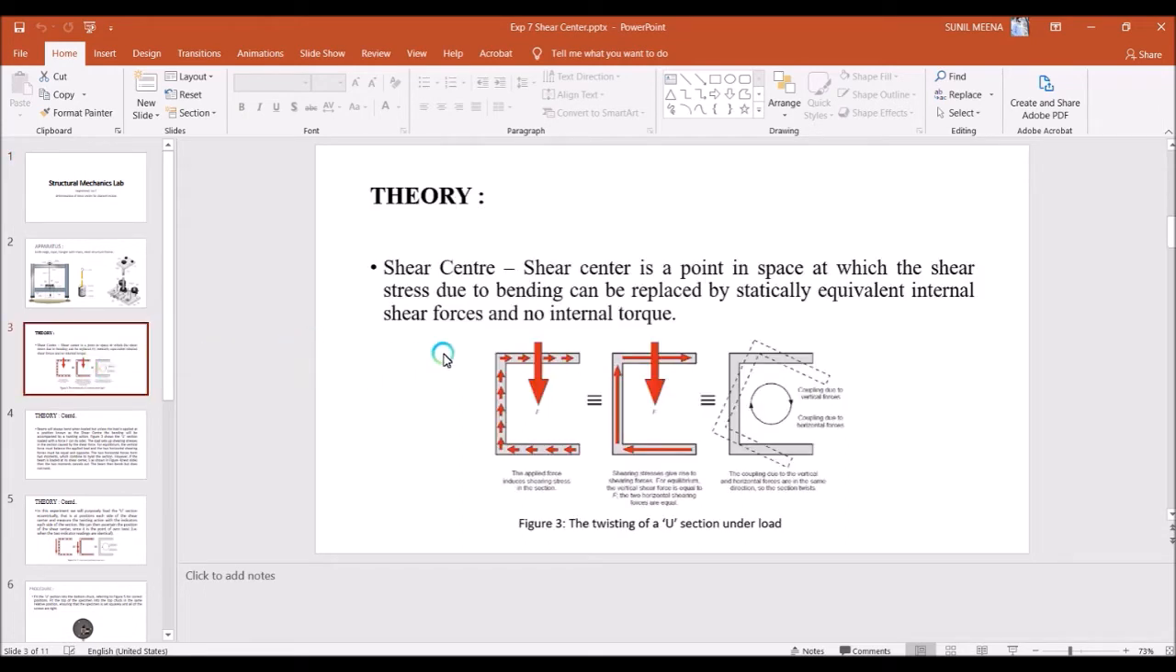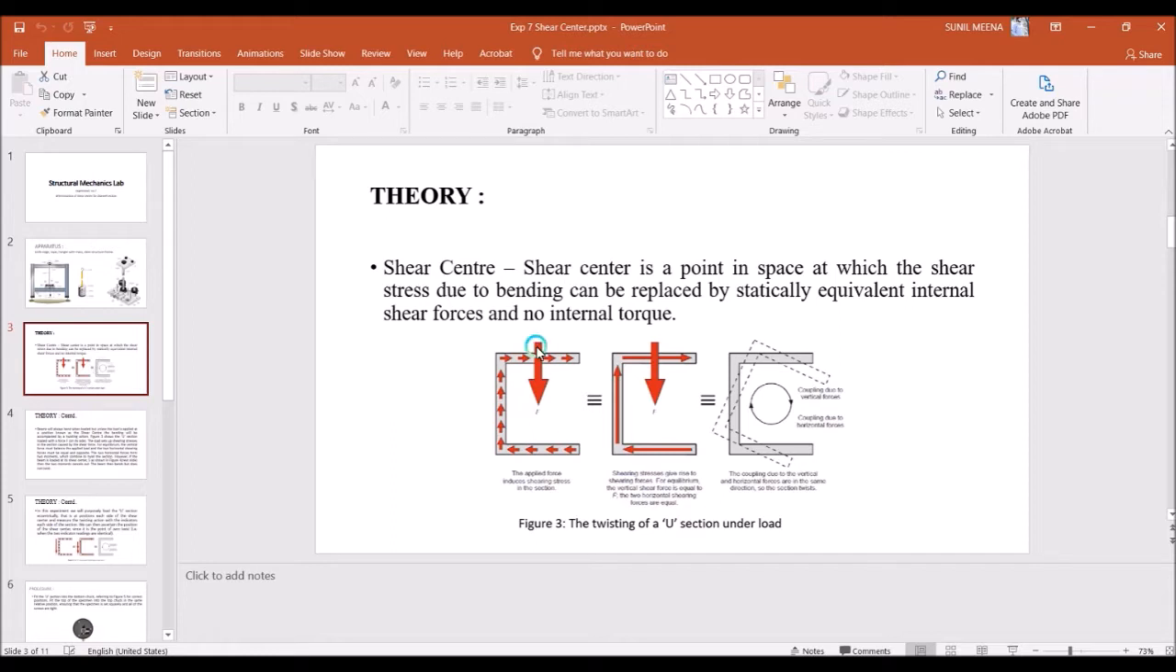Shear center is a point in space at which the shear stress due to bending can be replaced by the statically equivalent internal shear forces and no internal torque. That means this is a point about which if we apply any external load, there will be no torque or no torsional moment. So we need to find out this point in any cross section. If we have the I section, rectangle section, L section, any section, we can determine the shear center position.